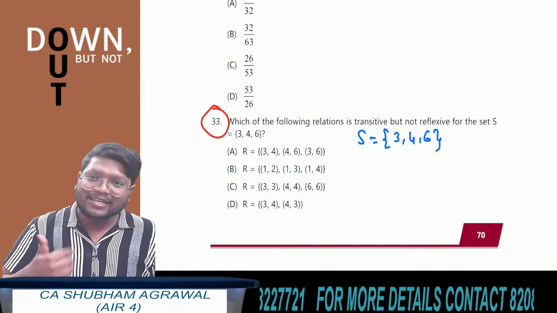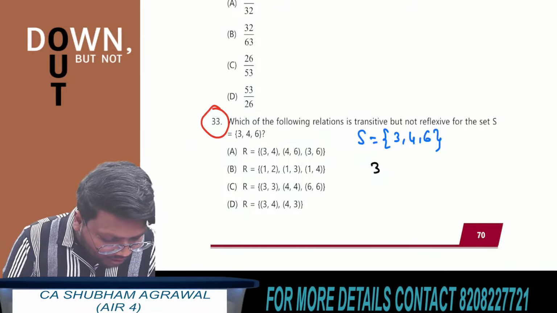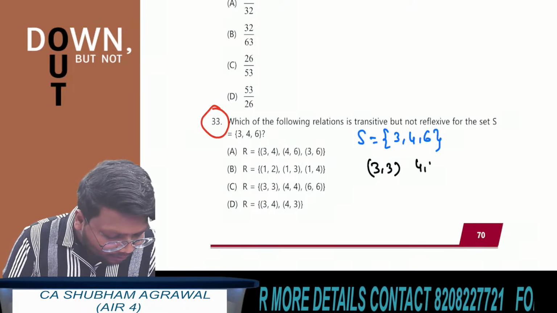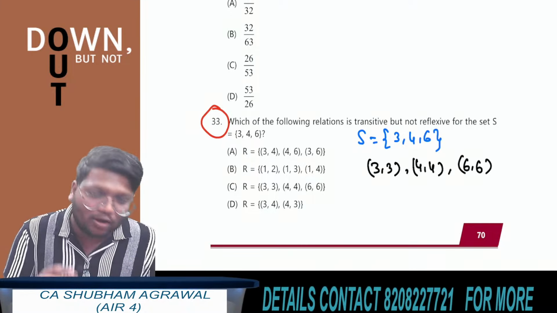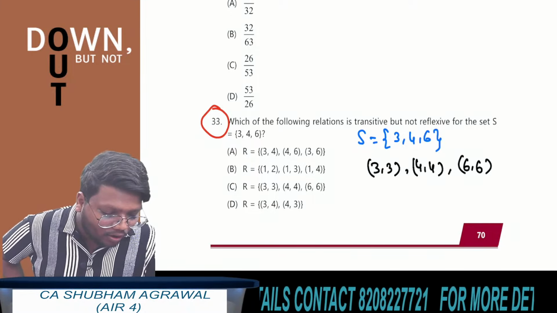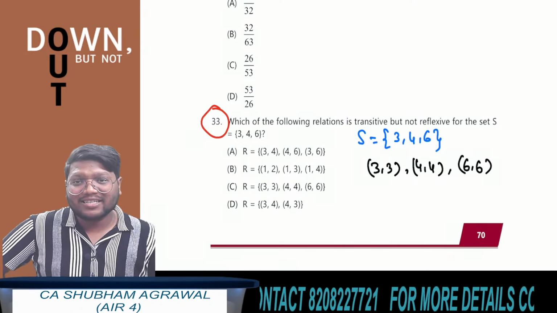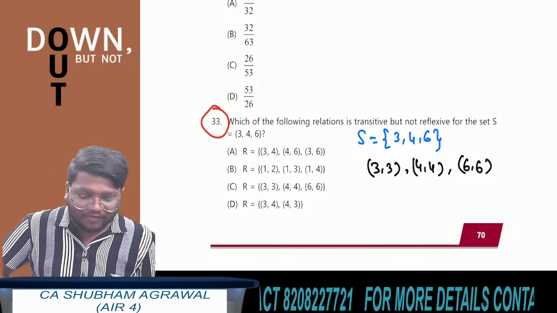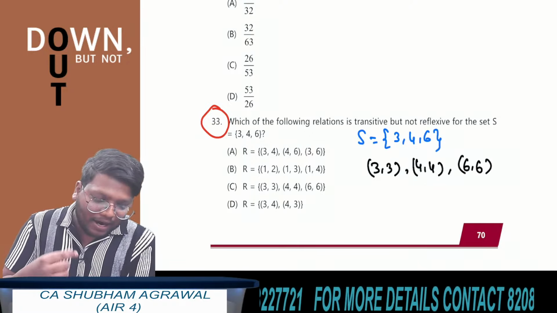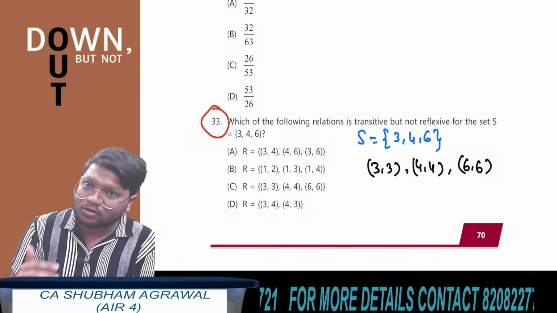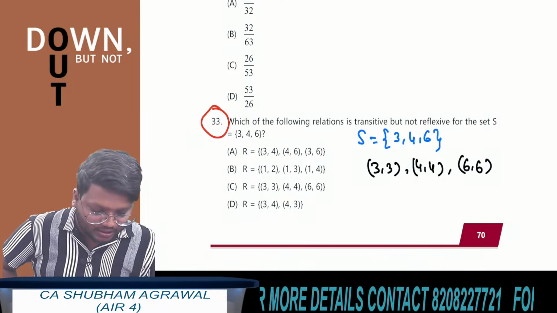If the relation is reflexive, definitely it should contain these ordered pairs: 3, 3, 4, 4 and 6, 6. Any other ordered pair can also be there, but these 3 ordered pairs should definitely be there in the relation.